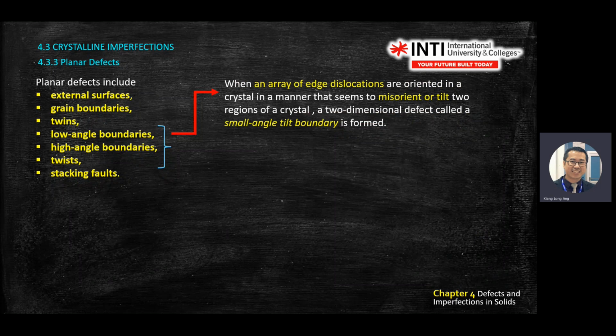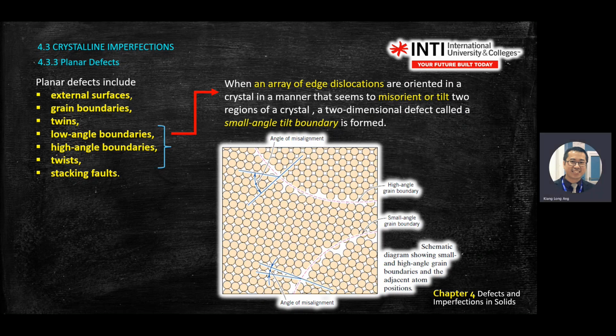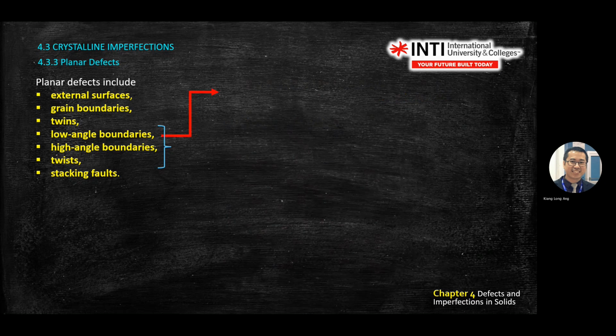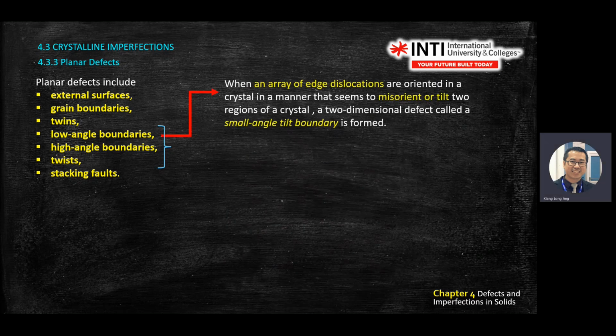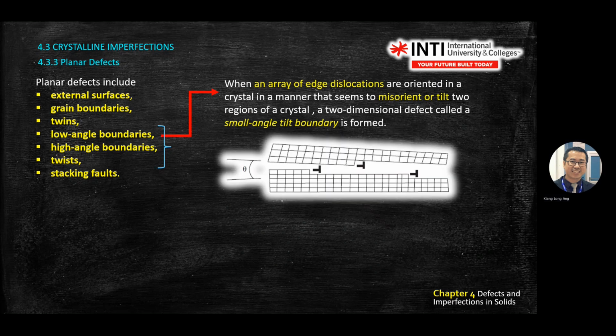Low angle and high angle twist boundaries are due to their angle. This one you observe from the diagram given on the screen here. I won't ask you this one. But if you read the textbook, you should know what all these symbols mean. You see a T means there's like an H, but this one in a plane form.